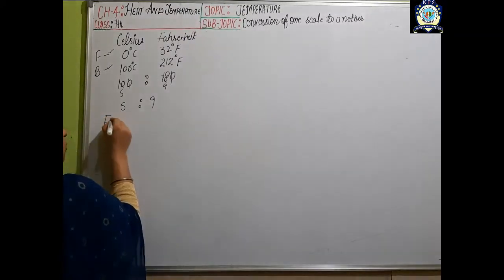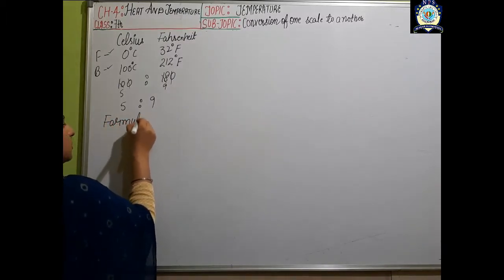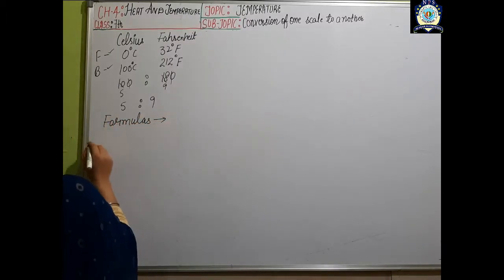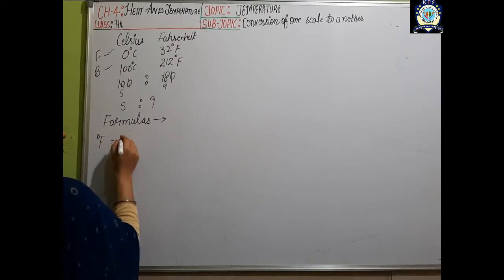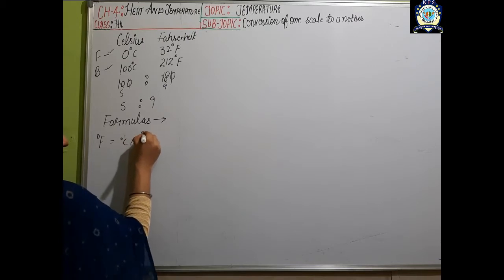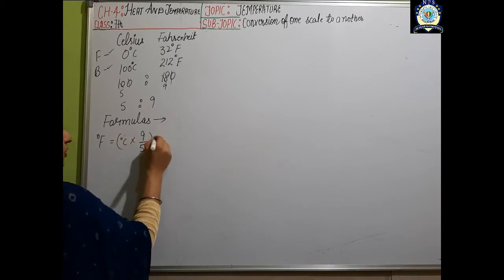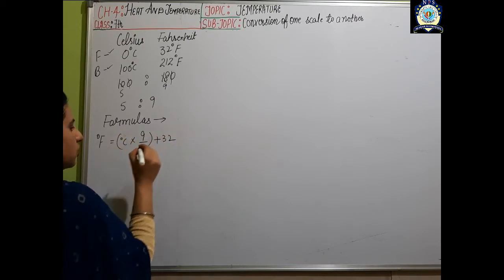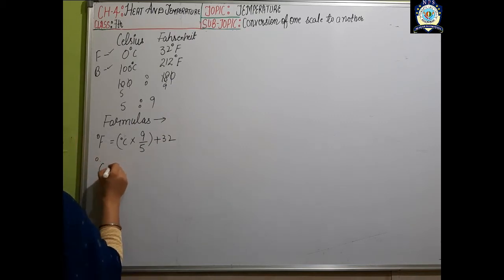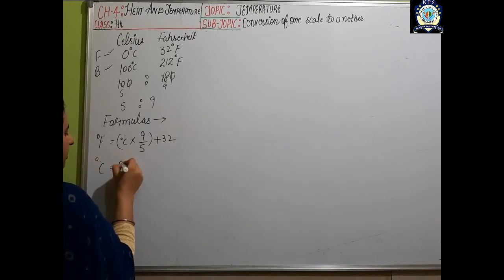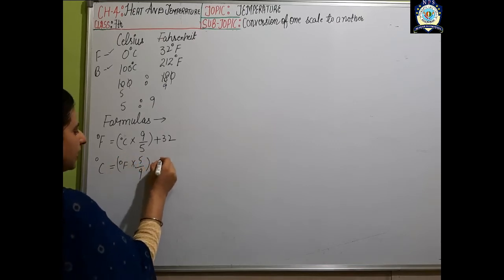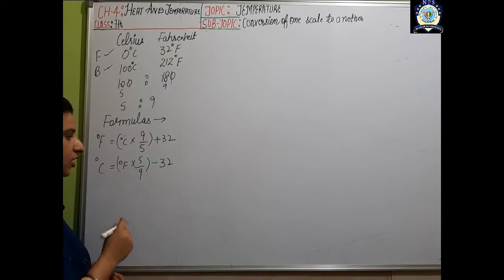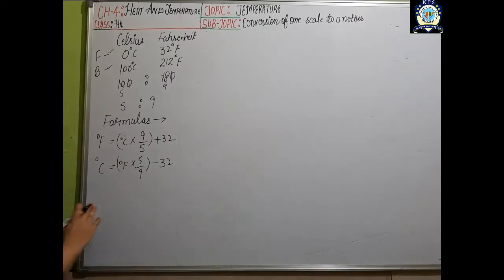So the formulas of both degree Celsius and degree Fahrenheit are: degree Fahrenheit is equal to degree Celsius multiplied by 9/5 plus 32, okay, and degree Celsius will be 5/9 multiplied by degree Fahrenheit minus 32. Okay, so these are the formulas of degree Fahrenheit and degree Celsius.